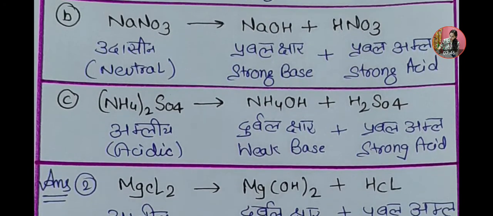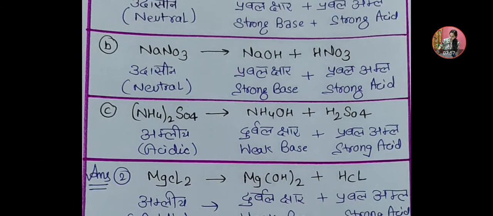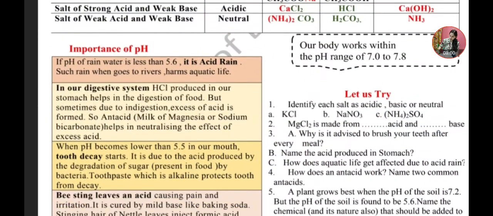Third one is ammonium sulfate. It forms from ammonium hydroxide, that is a weak base, and sulfuric acid, that is a strong acid. Strong acid means the salt is acidic. Let's move on to our second question.